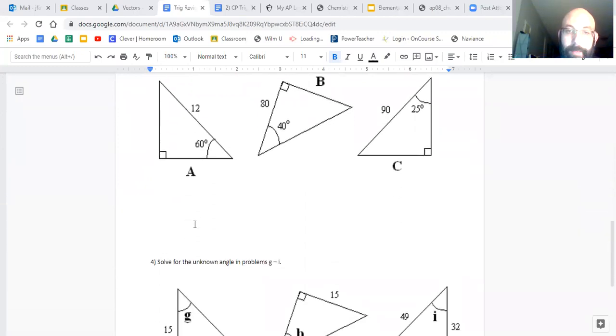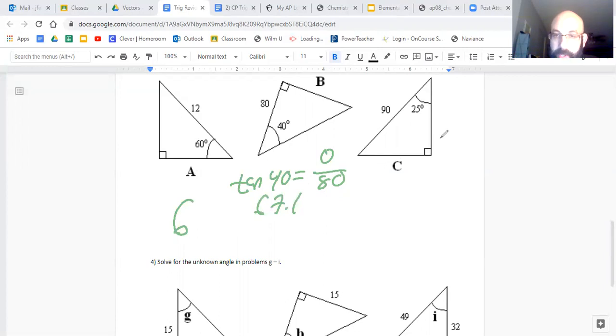All right, on the back, instead of doing them all, we'll just give you what the answers are. So for this first one, we're looking for A. So that's going to be 12 times the cosine of 60. This is 6. Okay. This one, if you're having trouble reading it, we're looking for the opposite, and we have the adjacent. So tan 40 equals opposite over adjacent. So 80 tan 40, 67.1.